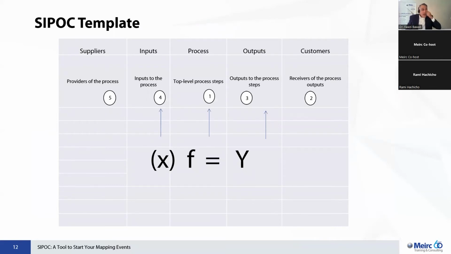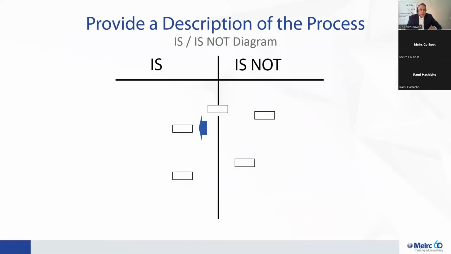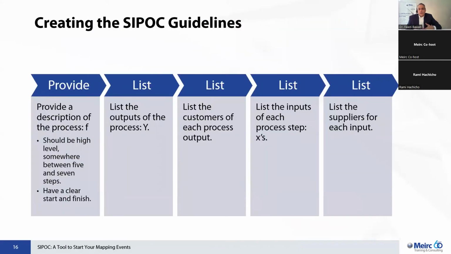We would like to have a process which is defined at the beginning to ensure that you're not including too many sub-processes in that main process. So it's very clear that you're working with one specified process. So that's the first step that we see here. If I go back to my procedure here, provide a description of the process, and that is what we call the function. Should be high level, anywhere between 5 to 7 steps.